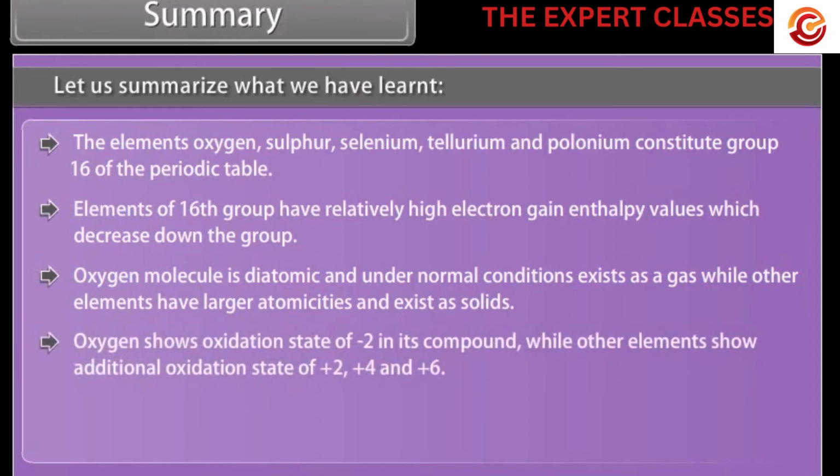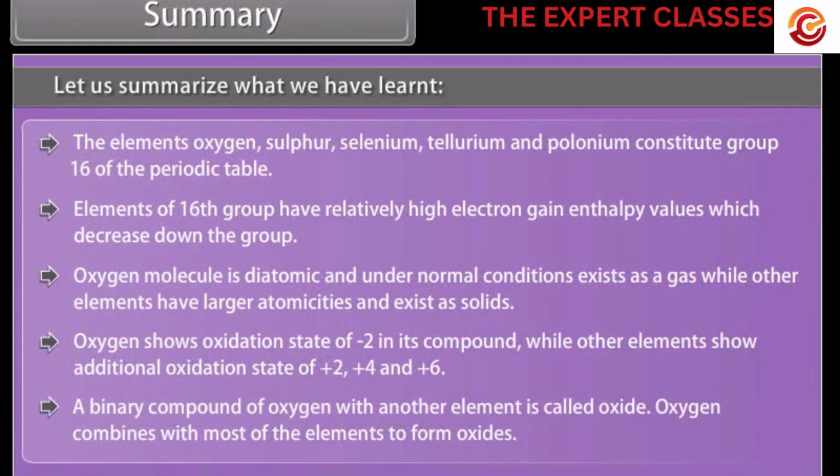Oxygen shows oxidation state of -2 in its compound, while other elements show additional oxidation state of +2, +4 and +6. A binary compound of oxygen with another element is called oxide. Oxygen combines with most of the elements to form oxides.